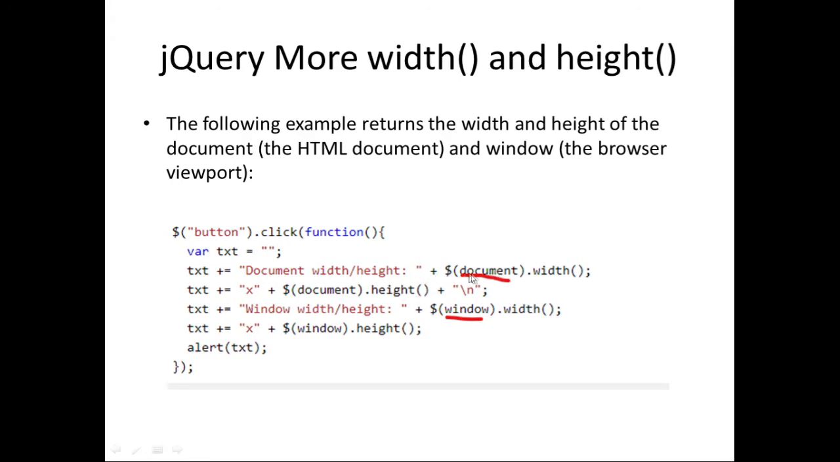So this will display, for example, 300 by, and then the height. Then the next one, so \n, that means we have a line break also. So window height, so that's width by the height of the window, and then we display it using an alert box. So this will always add the text.